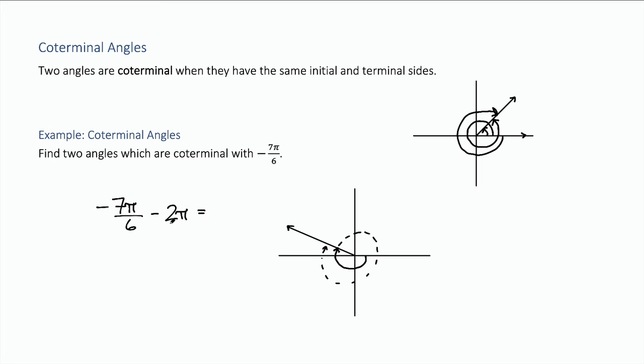And then, of course, I can simplify this. Now, 2 pi is 12 pi over 6, and so negative 7 pi over 6 minus 12 pi over 6 is negative 19 pi over 6. Now, that was one thing.